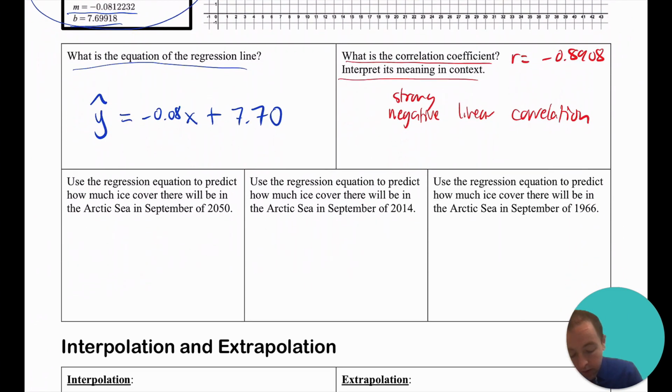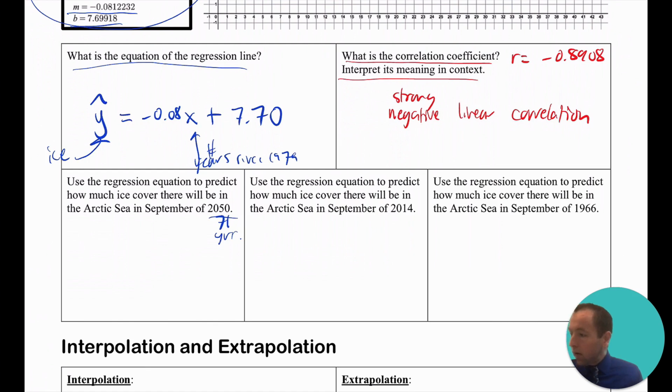And so first of all here, we want to use the regression equation that we came up with, the line of best fit, to make a prediction as to how much ice cover there will be in the Arctic Sea in September of 2050. So recall that y is the ice coverage, and x is representing the year, but it's actually the number of years since 1979. Since we want to figure out for 2050, I want the number of years since, and I believe that would be 71 years later. So we'd have to plug in a 71 for x here.